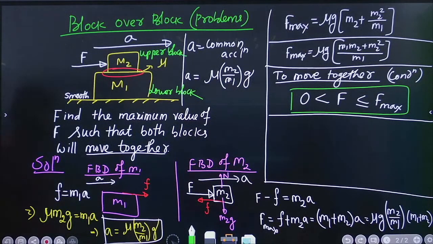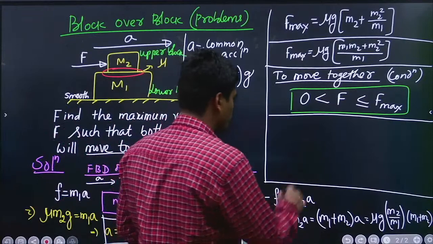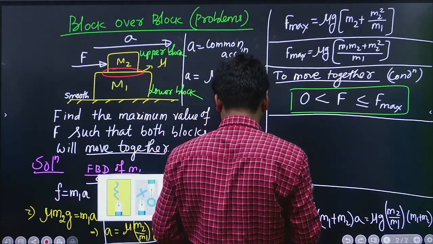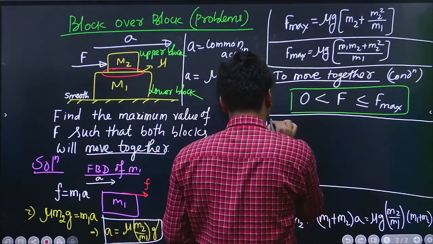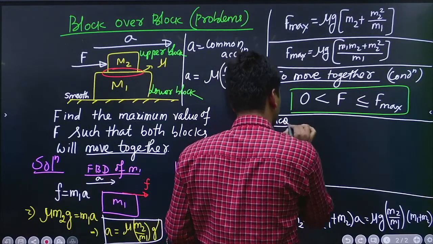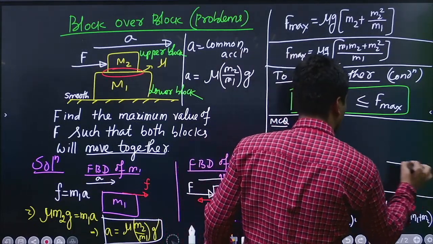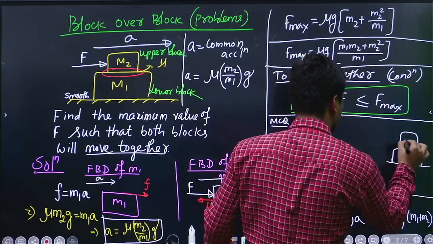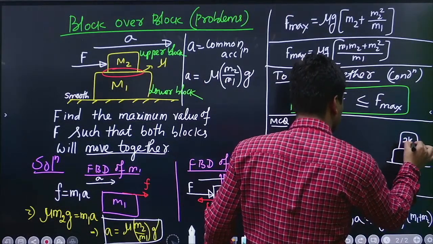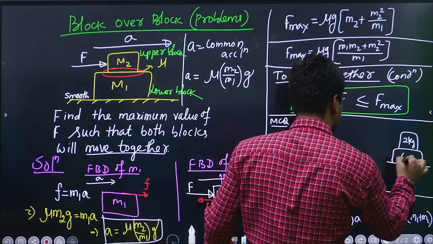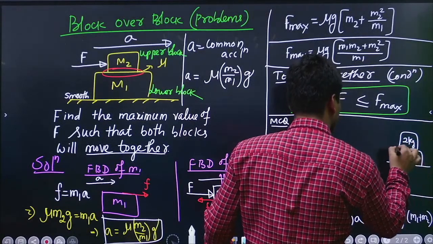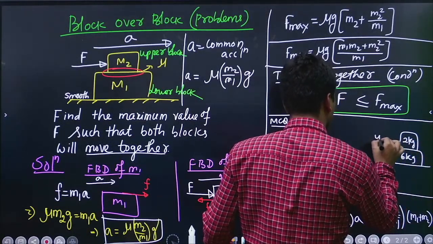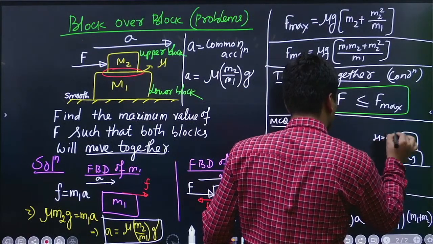Clear? Okay. Now you do one small question here. All concepts are there. Just you tell me. So here one block is there, and over this block another block is there. This is 2 kg. This is 6 kg. And here the coefficient of friction mu value is given as 0.1.